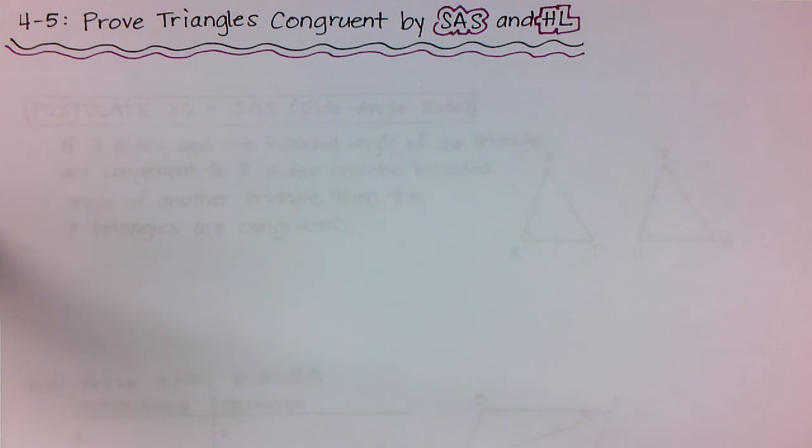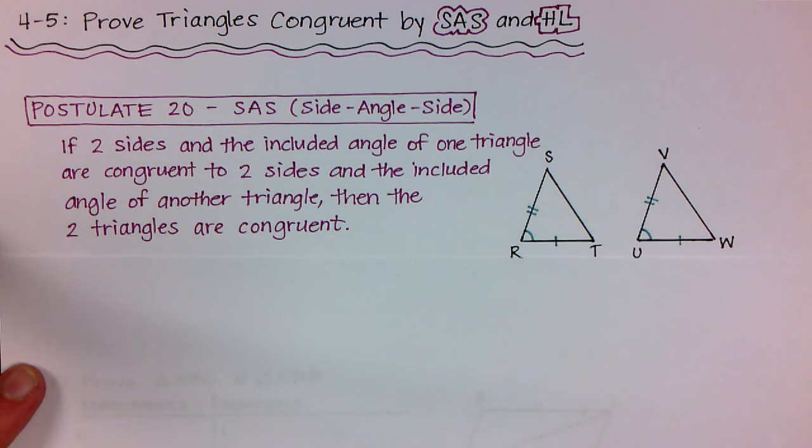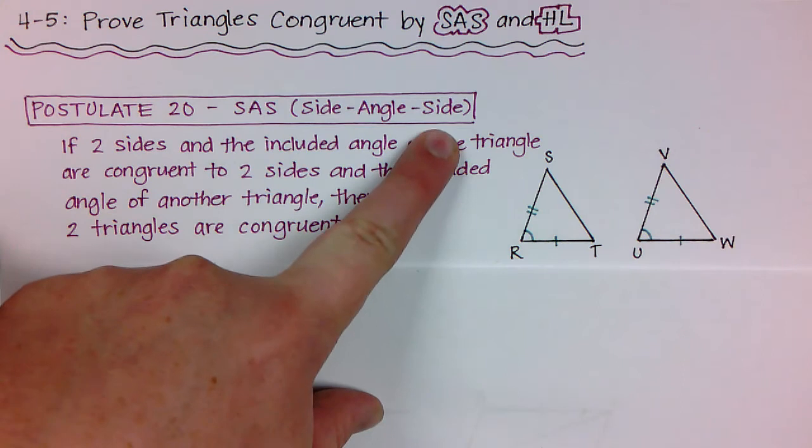Hello class, today's lesson is 4-5 in your textbook, titled How to Prove that Triangles Are Congruent by SAS and HL. Okay, these are going to be two new things that are going to help us out with our triangle congruence that we've been working on. The first one is SAS, it's postulate 20, and it stands for side angle side.